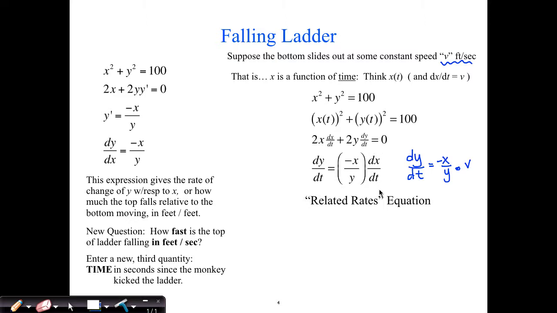And this is what's known as a related rates equation, because if you can see, the first equation, x squared plus y squared equals 100, relates quantities, the two distances measured away from the wall by the ladder. By the time we've taken a derivative of it, we have two rates that are related, a rate of change of the height up the wall with respect to time, and a rate of change of the bottom away from the wall with respect to time. So feet per second that the bottom moves away from the wall, feet per second that the top slides down the wall. We're relating these two different speeds or rates. So this is what's called a related rates equation.